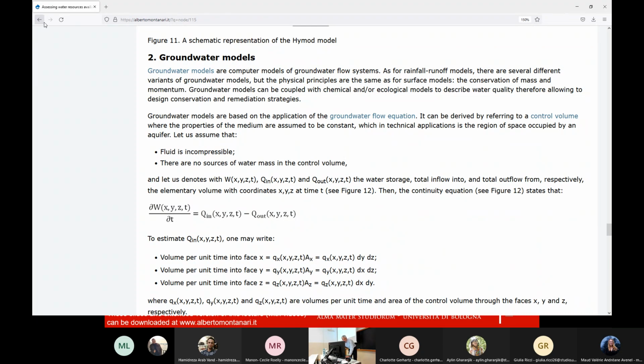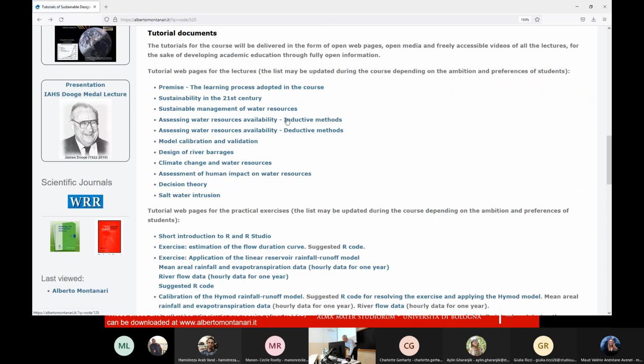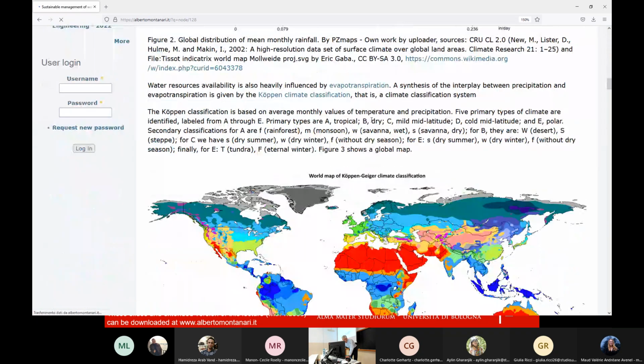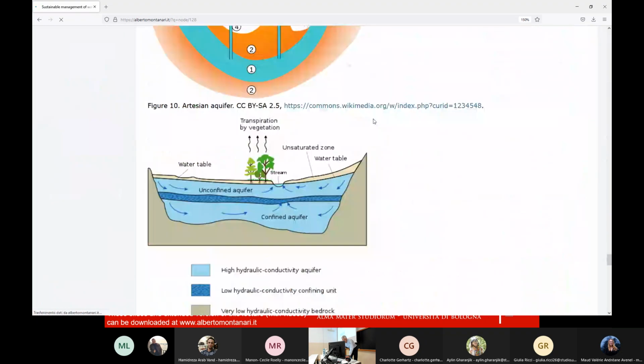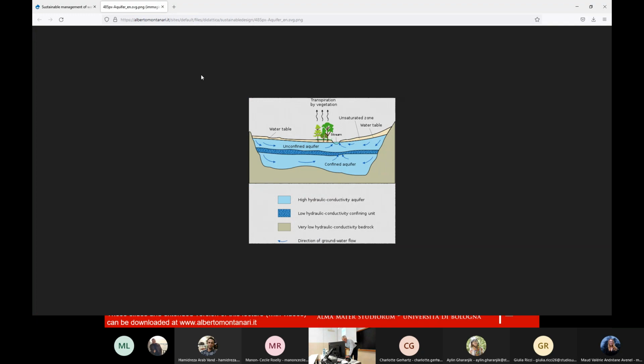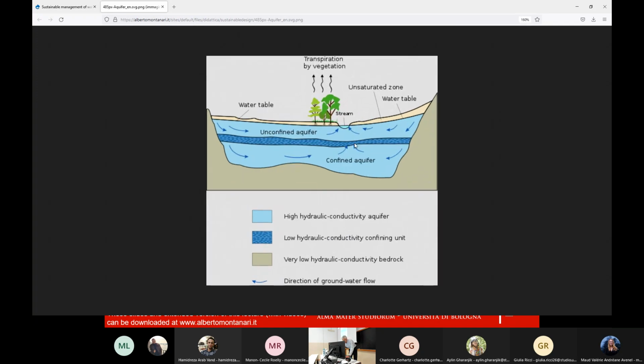So let me go back to one of my previous lectures, which is sustainable management of water resources. And let me just go down here to this figure, which shows the typical structure of an aquifer. One second, I am trying to increase it. Okay, good. So this is the typical structure of an aquifer.